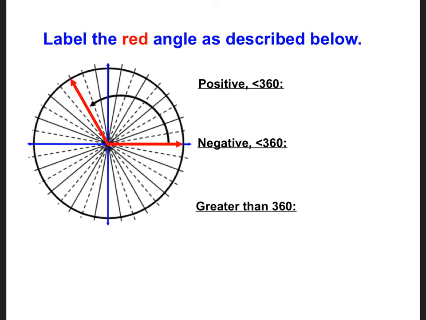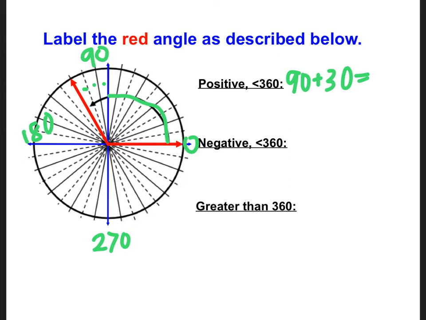First, we're going to label it with a positive angle that's less than 360. So again, if I'm doing positive, remember that means that this part is 0, 90, 180, and 270. And we know that each of our spokes represents 10 degrees. So if I go this far and I'm at 90, then I'm going to have 10, 20, 30 more. So 90 plus 30, or if you want to count by tens, you'd have 90, 100, 110, 120 to get to your final angle. And that's going to be my total angle measure.